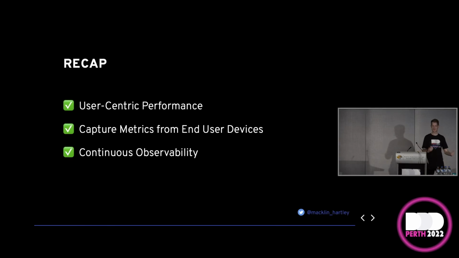So yeah, to recap, the best way to do web performance monitoring is to do 3 things. You need user-centric performance metrics. You need to capture those performance metrics from real-world devices. And you need to be able to continuously observe those.